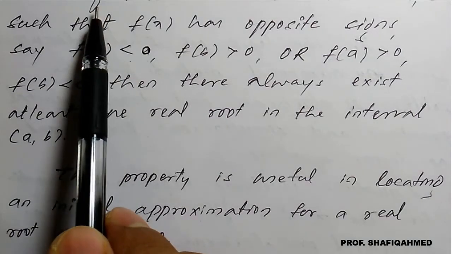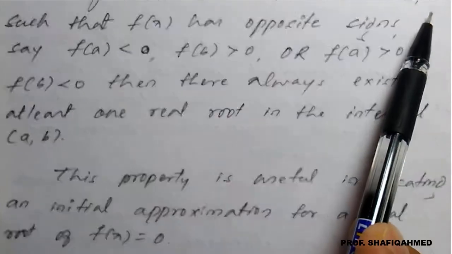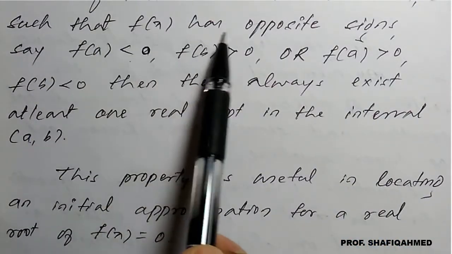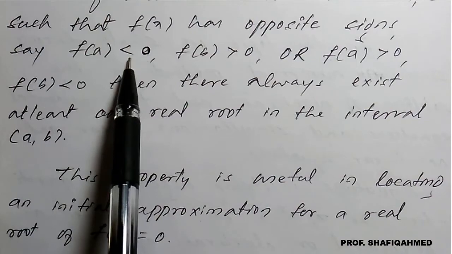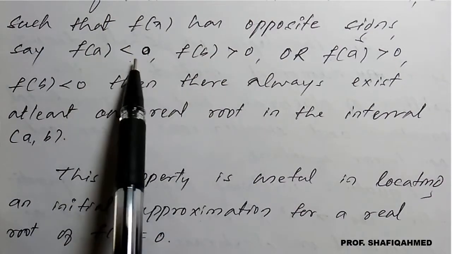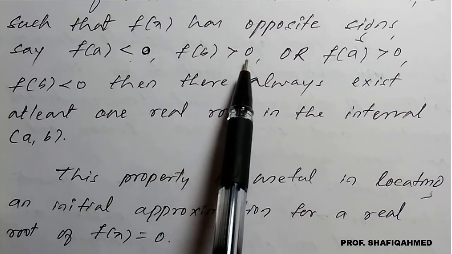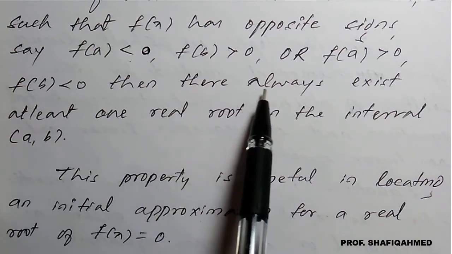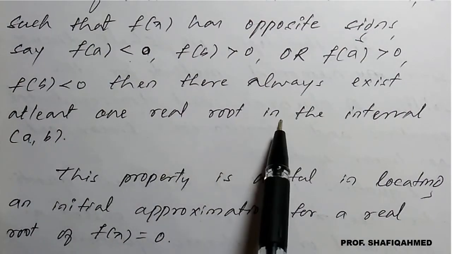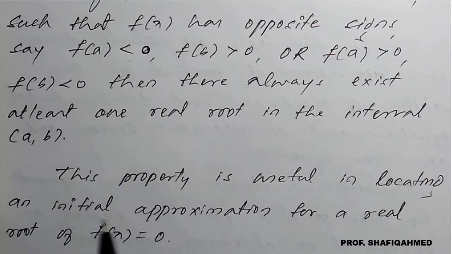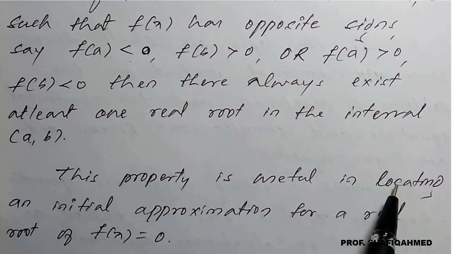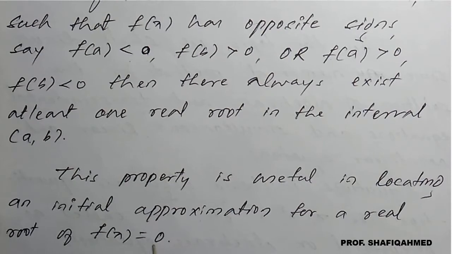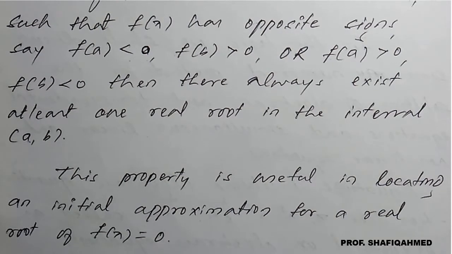Okay, so once again, if there exist two values A and B such that f of x has opposite signs, say f of A less than 0 and f of B greater than 0, less than 0 meaning a negative value and greater than 0 meaning a positive value, or f of A positive and f of B negative, then there always exists at least one real root in the interval AB. Fine. So this property is useful in locating an initial approximation for a real root of the given function f of x equal to 0. So this is very important, and we need to work in that sense.